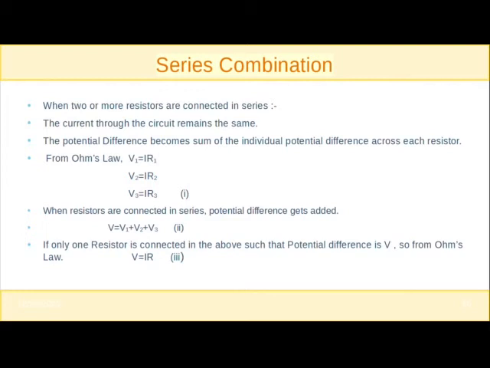And when resistors are connected in series, then potential difference gets added. Then V equals V1 plus V2 plus V3. It is taken as equation second. If only one resistor is connected such that the potential difference is V, then from Ohm's law V equals IR. It is considered as equation third.